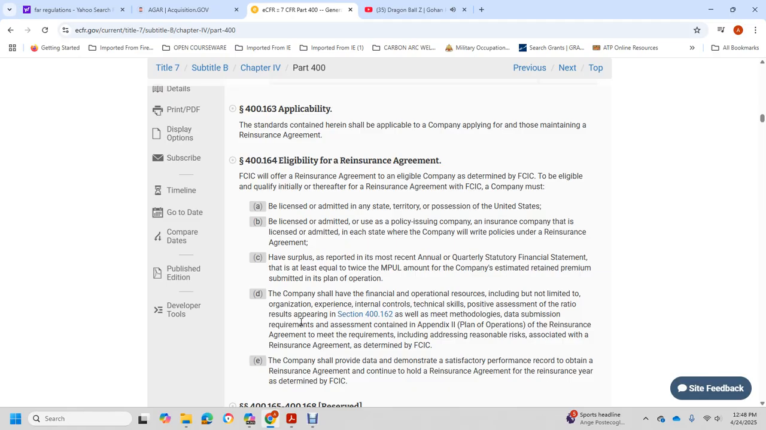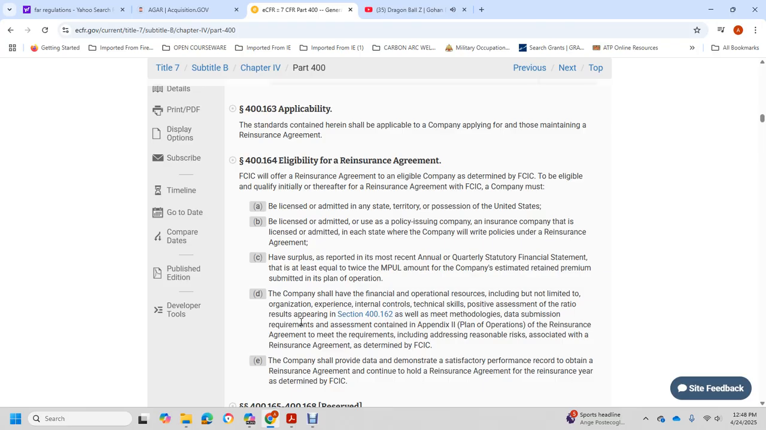with the dominion of the state or territory or possession of the United States, be licensed with the policy issue for the company to insure, with the license in each of the states where the company will be writing, with the process of the reinsurance agreement to have support of the reported, must file annual and quarterly statutory financial statements, at least equally with the MPUL, with the company estimate of the retained premium submitted with the plan of operation.